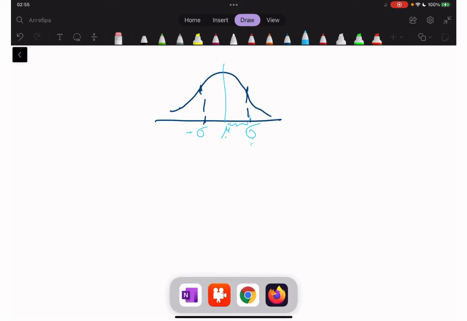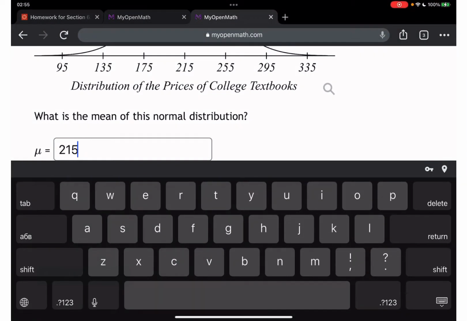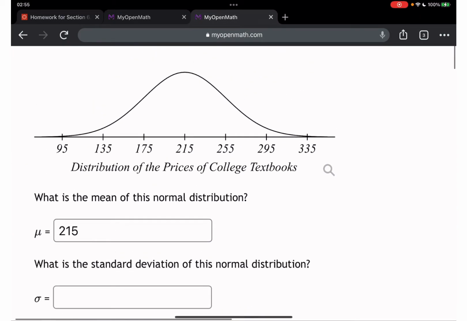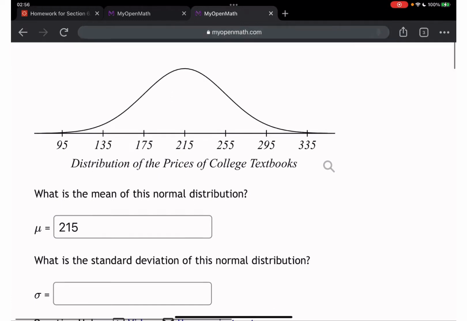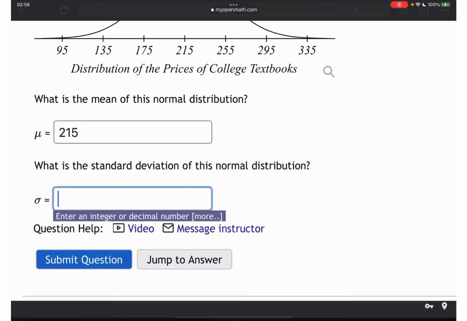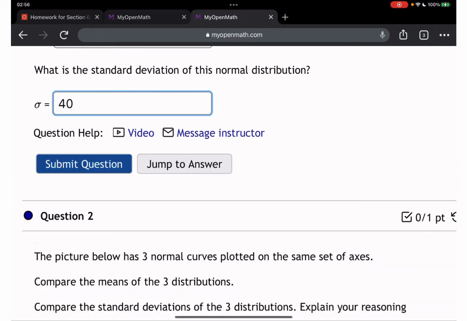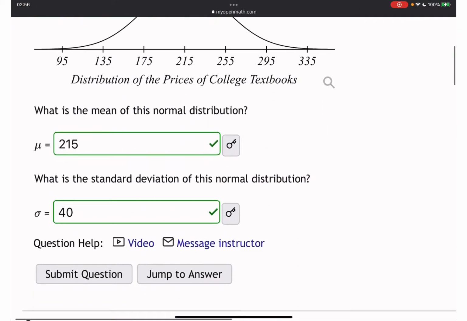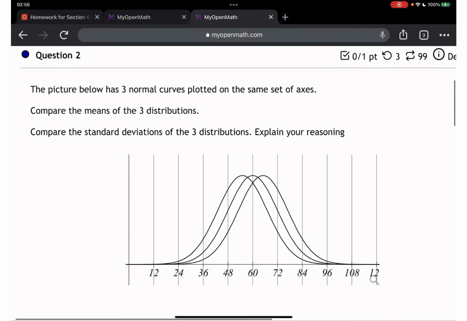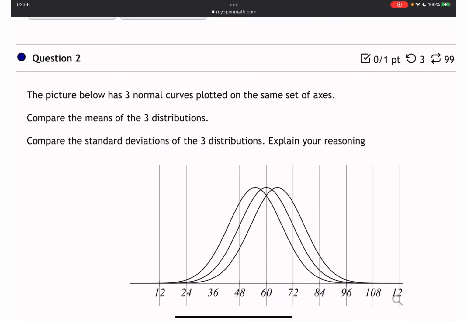Okay, it's going to be our standard deviation. Which means in this case, let's look first. The first inflection points are going to be 255 and 175. So 255 minus 215 is going to be 40, right? So let's write it down. And we check. Bingo. That's correct. Moving to question number 2.